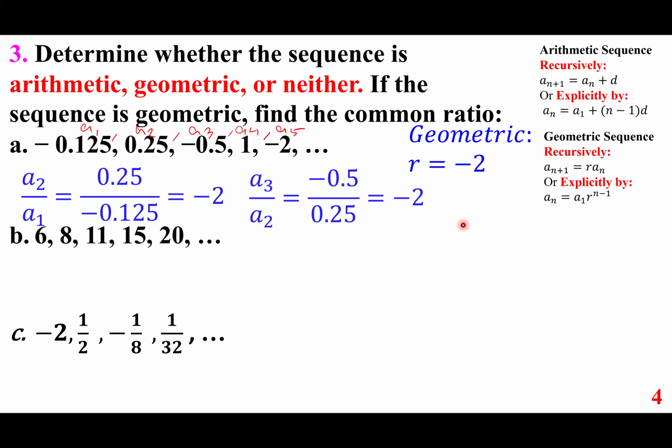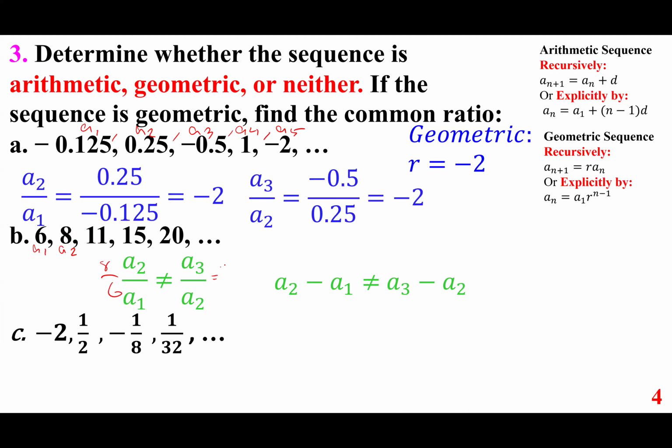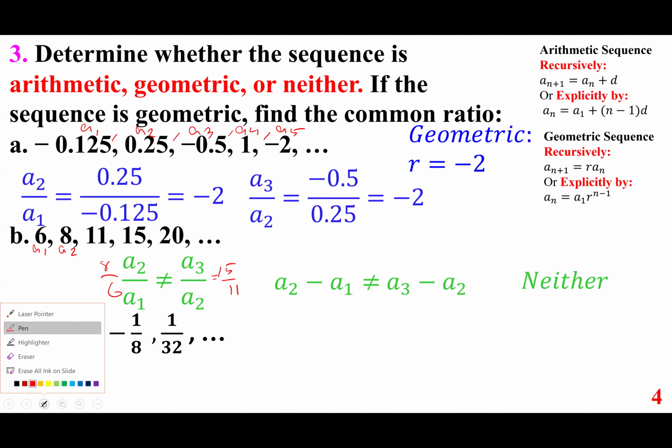So we checked two of them. Over here, if we divide 8 by 6, it's not the same as 11 over 8. So this means, again, let's just say this is a sub 1, a sub 2, and so forth. So this one would be 8 over 6. And this one would be 15 over 11. And their distance is not the same either. In other words, take a look. The difference is 2, the difference is 3, and so on. Therefore, it's neither geometric nor arithmetic.